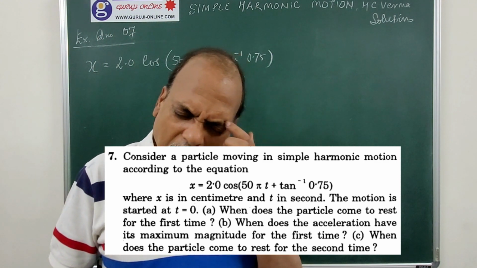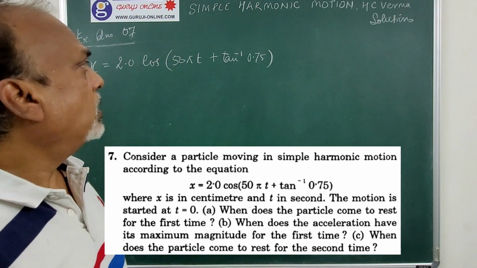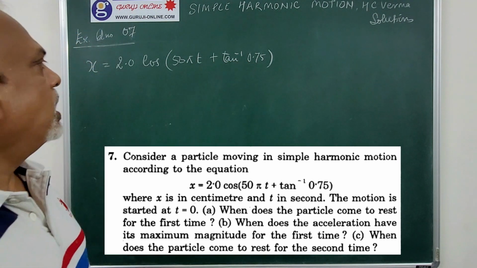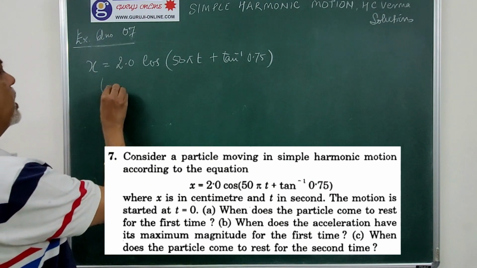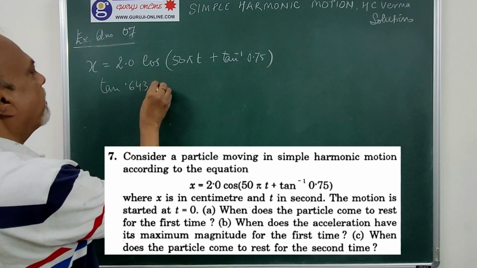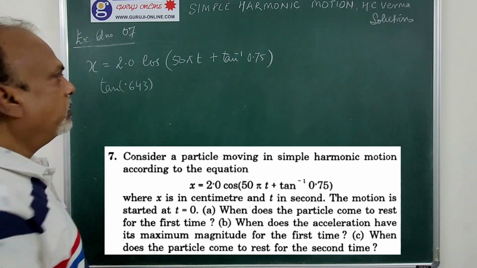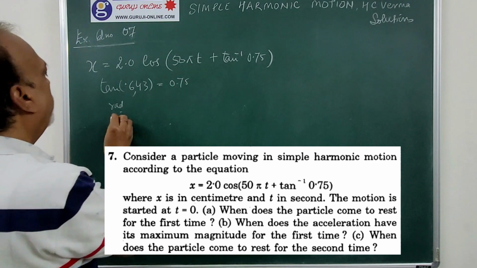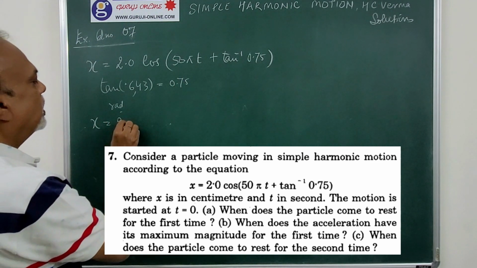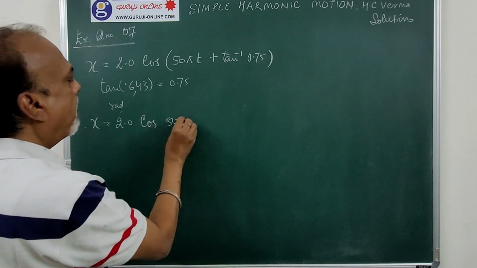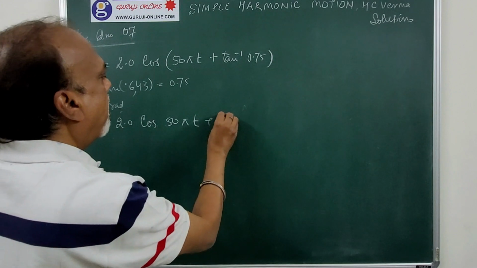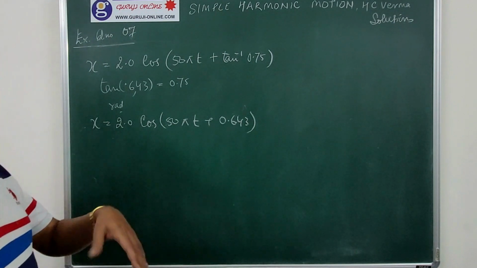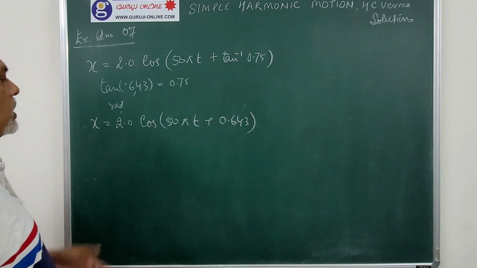So first of all, let us curate our graph according to this equation. Now here it is given tan inverse 0.75. Let us simplify this. Basically tan inverse 0.75 is 0.643, of course in radian. So we can simplify this equation. Again, for making the graph, we require certain things. Let us see what the time period is.